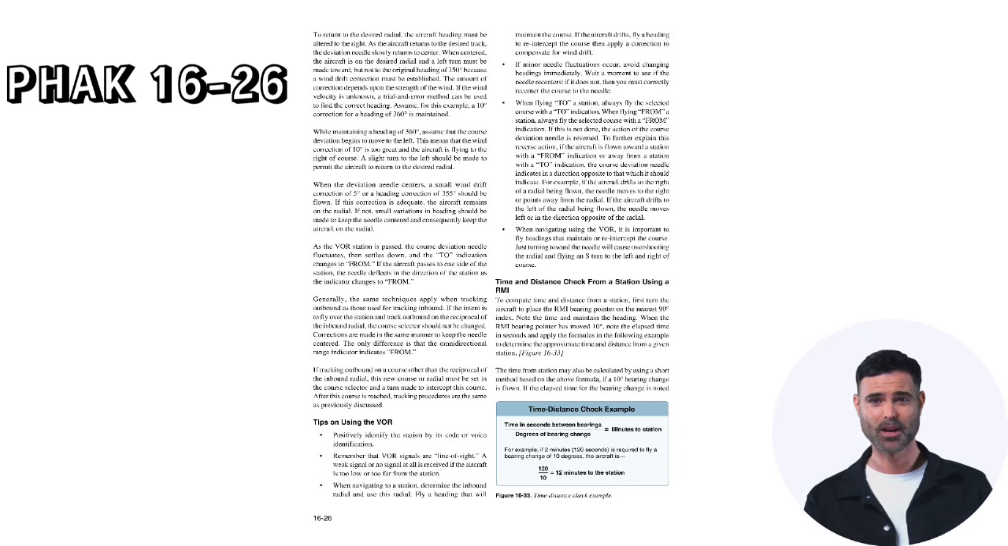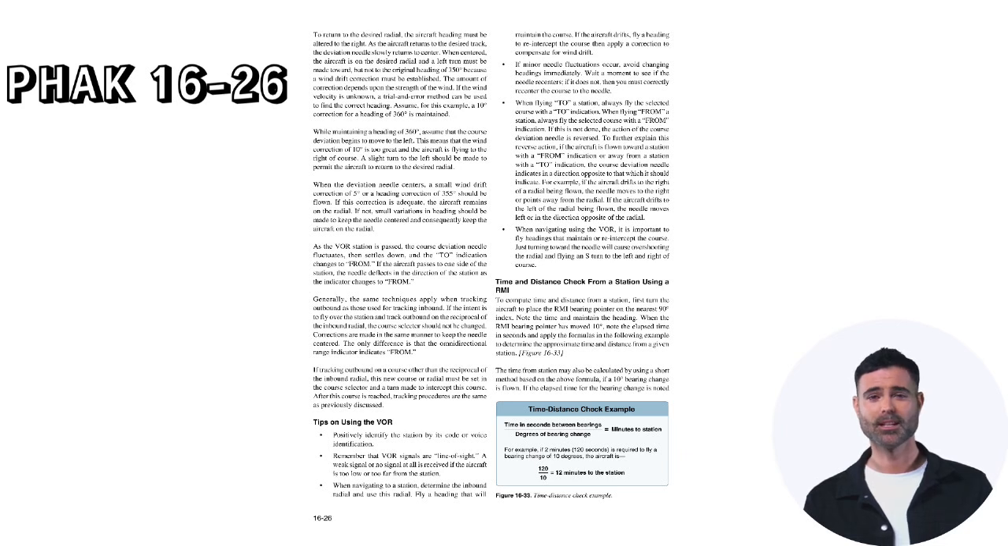If tracking outbound on a course other than the reciprocal of the inbound radial, this new course or radial must be set in the course selector and a turn made to intercept this course. After this course is reached, tracking procedures are the same as previously discussed. Tips on using the VOR.